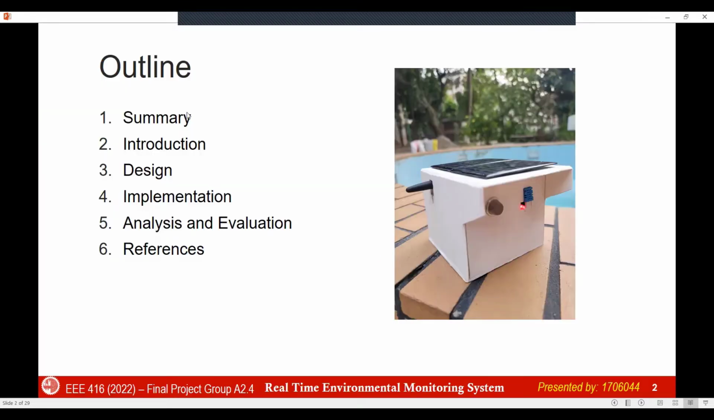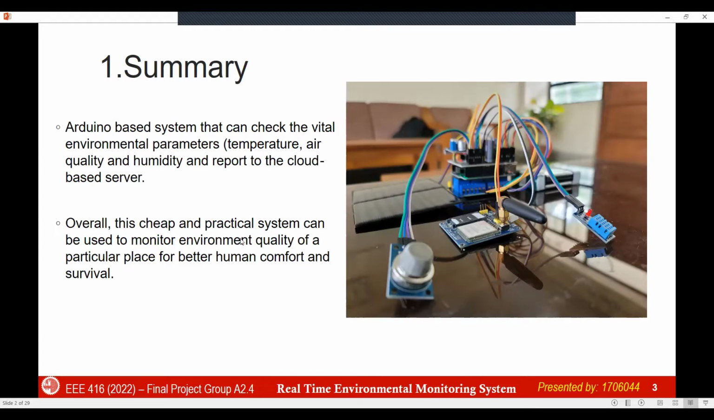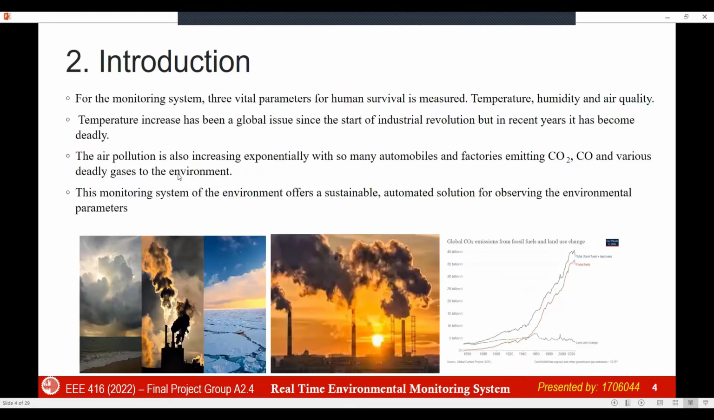Here we will go through summary, introduction, design, implementation, analysis and evaluation and references one by one. We have implemented an Arduino-based system that can measure important parameters like temperature, air quality, humidity, and can report to the cloud-based server.